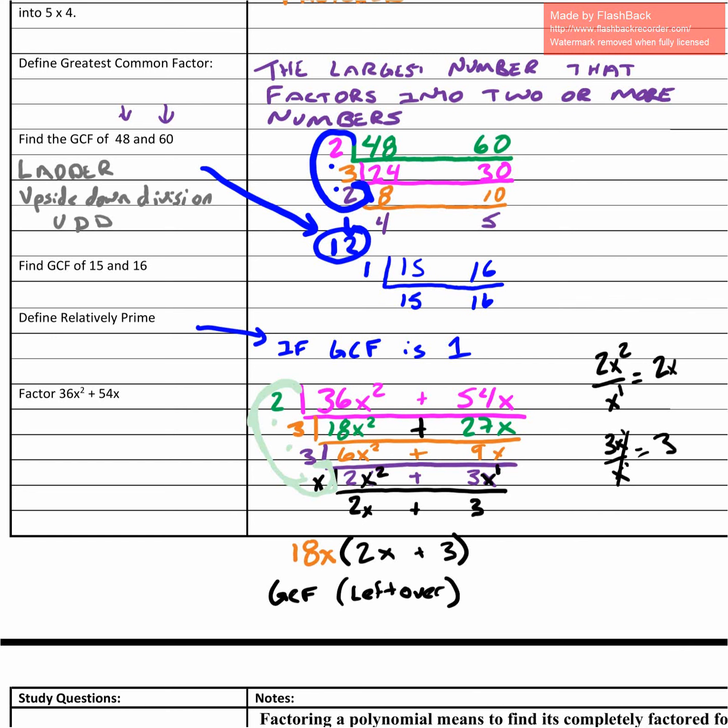And so just a couple things I want you to notice is that if we were to distribute this, we would end up with our initial question up here. So 18x times 2x gives us 36x squared. And 18x times 3 will give us 54x. Another thing I want you to note is that instead of doing 2 times 3 times 3, we could have taken out 18 from the beginning and had less steps to do. So the better you are with your multiplication, the shorter your ladder will probably end up being. But just so that you know, this is our final answer.